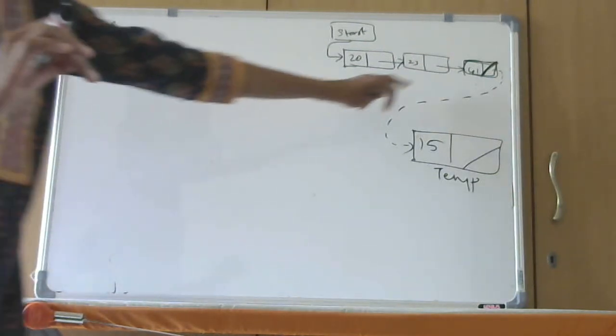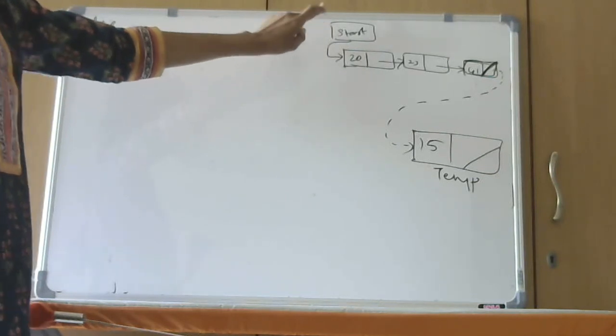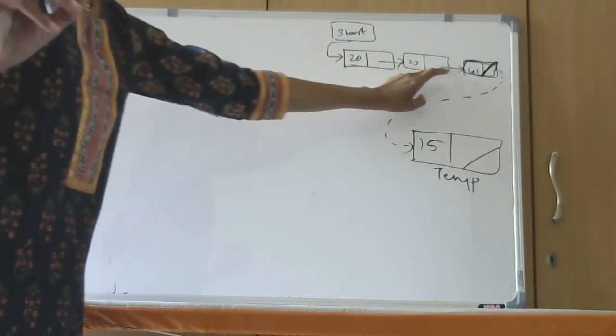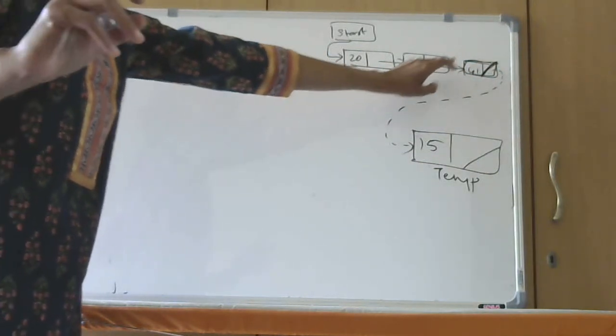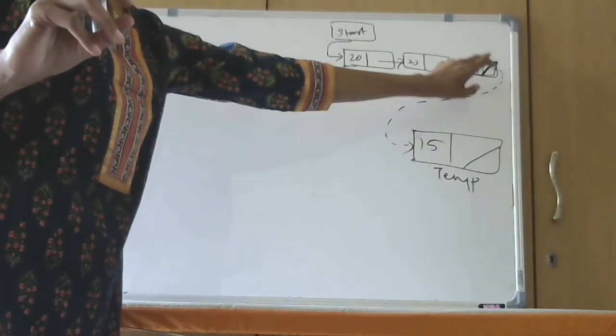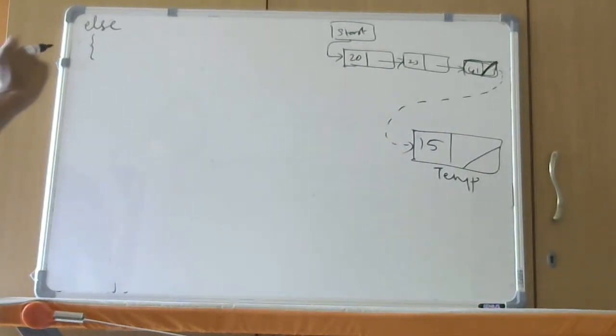But I can't jump to that node, is it not? I will have to start from here only. That means I know the address of the first node, which is in start. From here I have to traverse all the nodes to check next of which node is null. Next of which node is null is this. Till here I should come. Then only I can insert this. Correct?